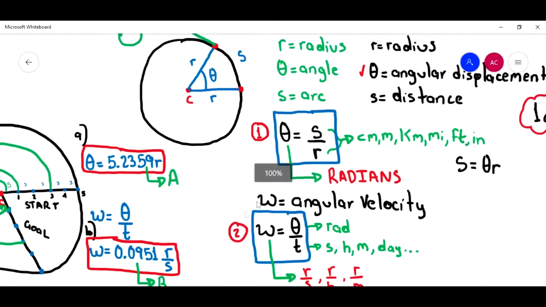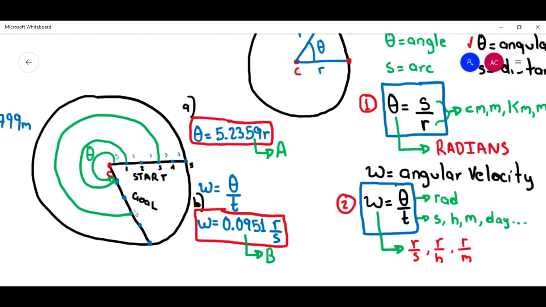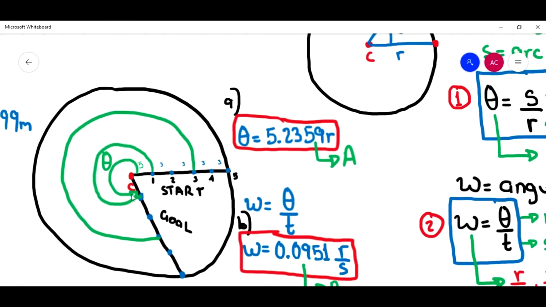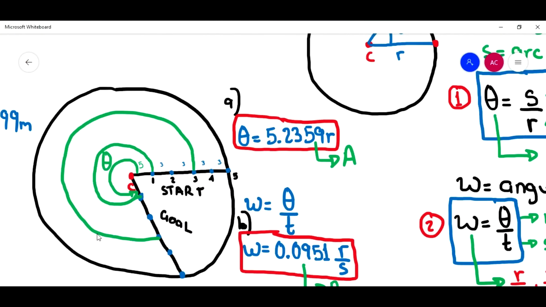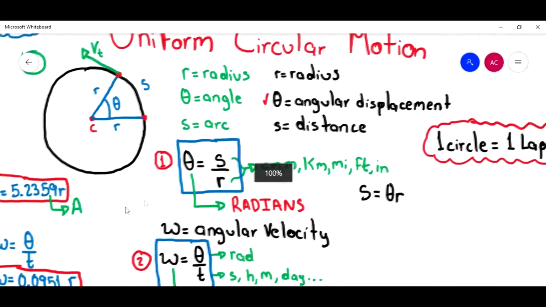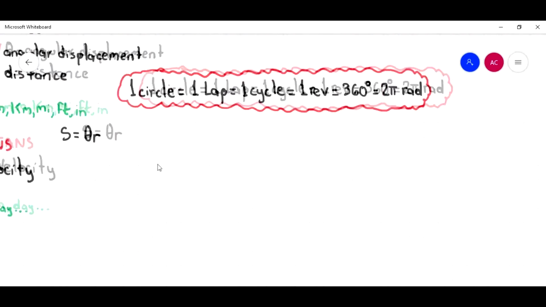Okay, so that is going to answer our question: why do they travel with the same angular velocity and the same angular displacement, and reach at the same time? But of course, the person that is further needs to go with more velocity. It needs more effort to fulfill that goal. So that can be answered using the concept of tangential velocity.